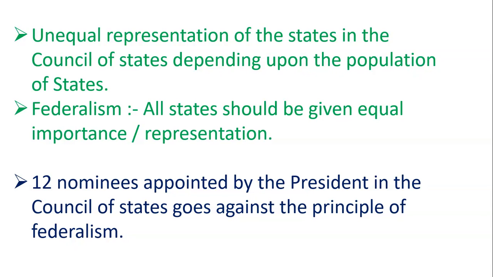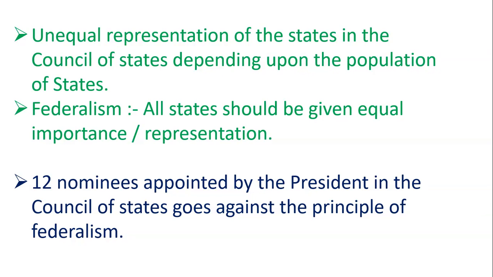So friends, we all know that America, means USA, is a true federal country. True federal country means the country which follows all the provisions of federalism blindly. So what happens in America? We all know which is the upper house of America. The upper house of the Union Legislature of America is known as the Senate. Senate is the upper house of America. And friends, we all know that there are 50 states in America.